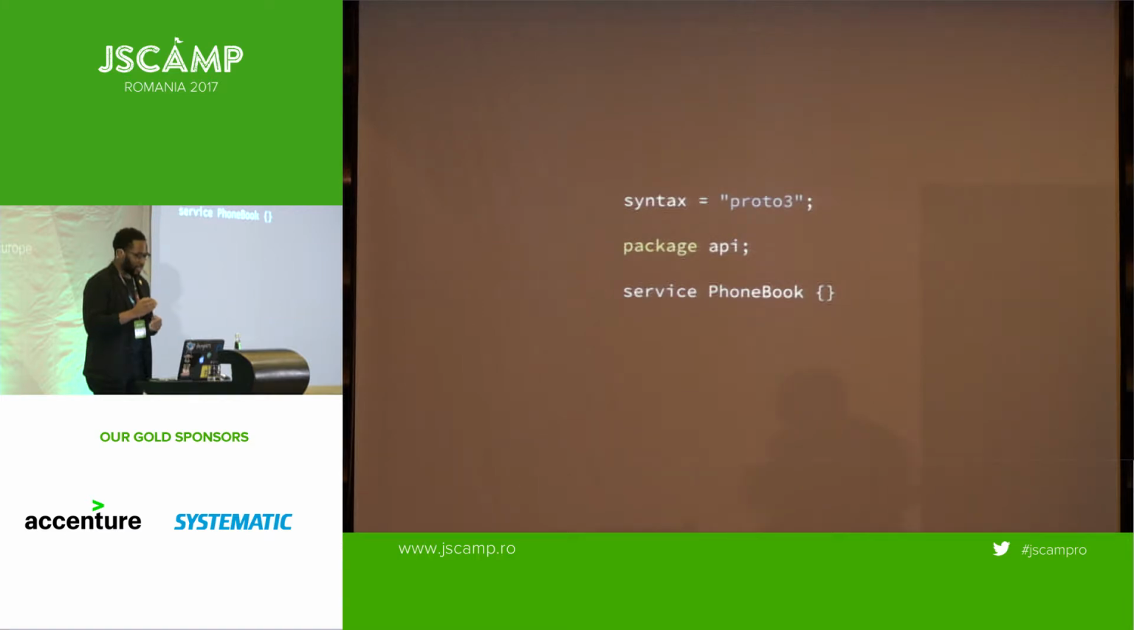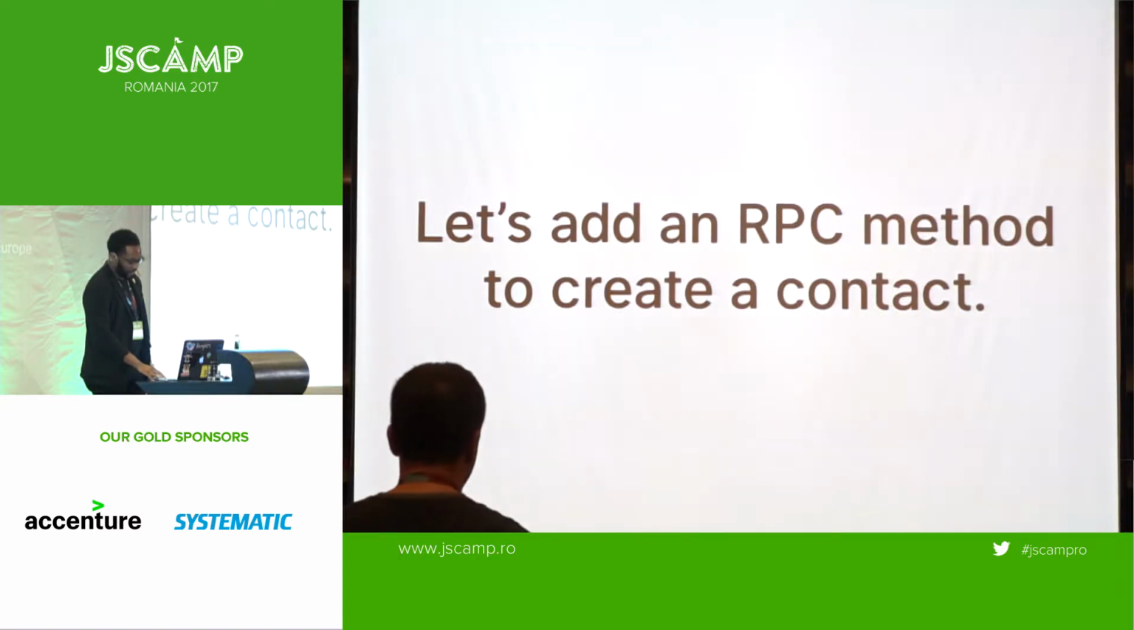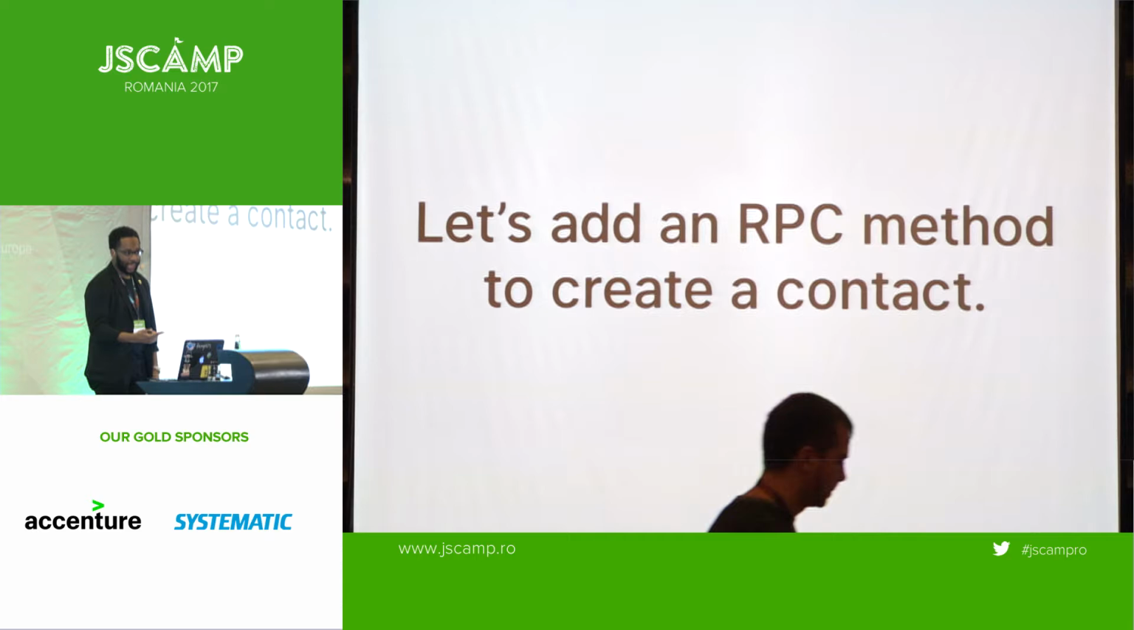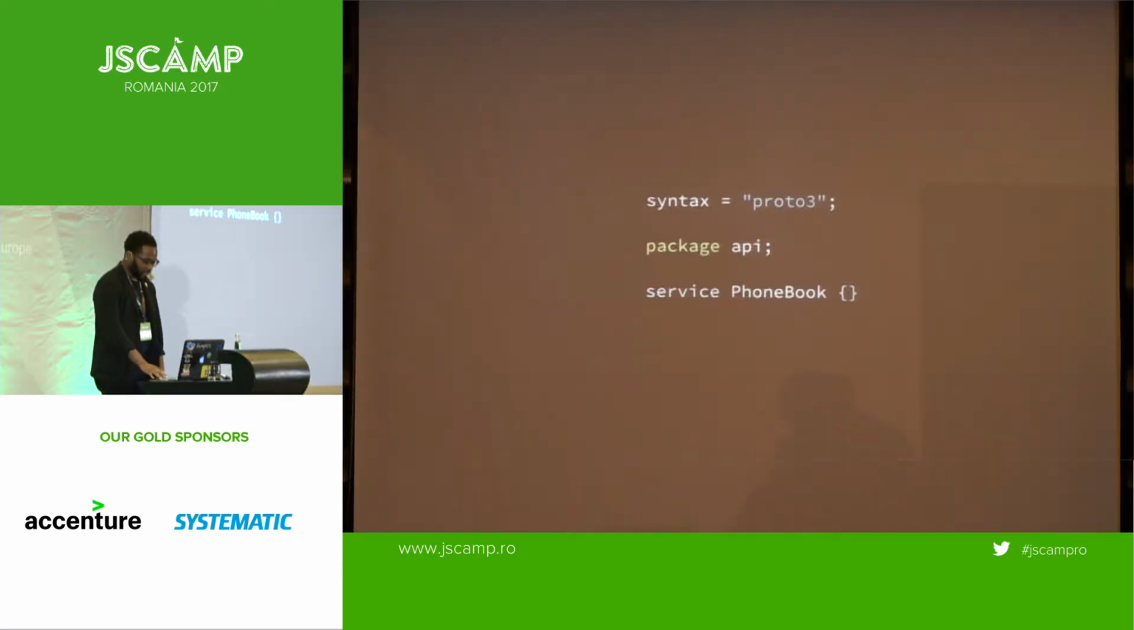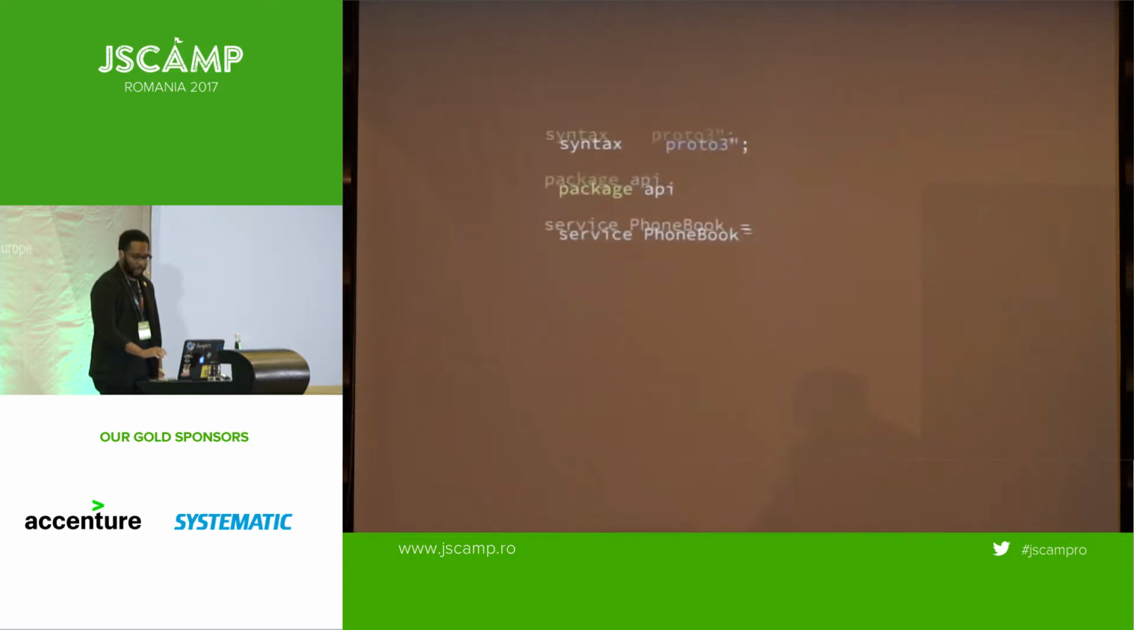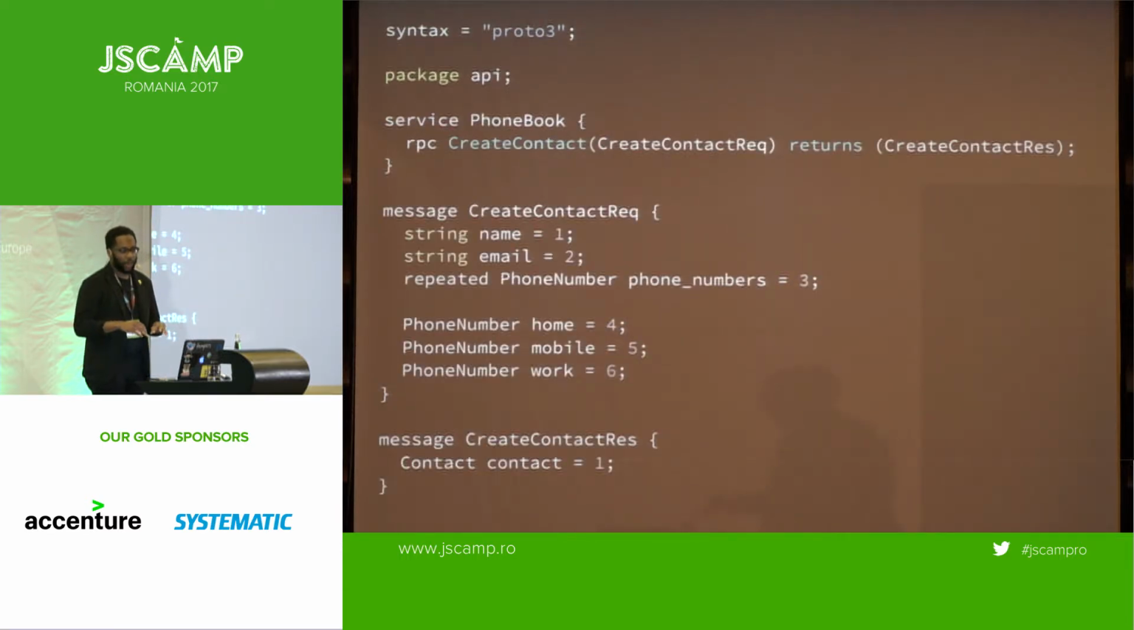So back to our service, we are defining a service called phonebook. It's going to be in a package API. And we're going to add an RPC method to create a contact, right? So here's our service from before. And it's going to expand to be calling an RPC method called createContact. That createContact method takes in a createContact request object and returns a createContact response.